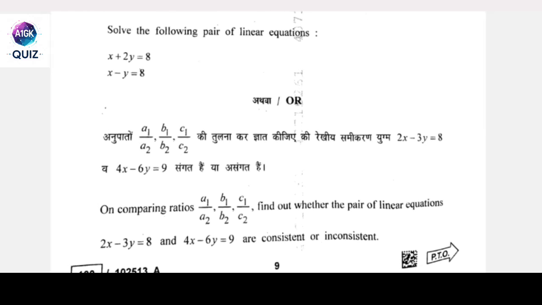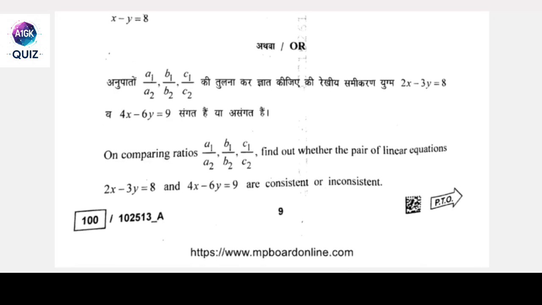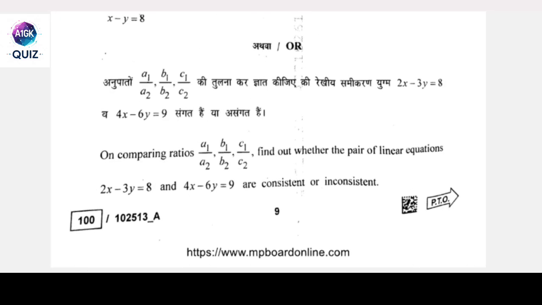Solve the following pair of linear equations: x plus 2y is equal to 8 and x minus y is equal to 8. By using any one method, either substitution or elimination, we can find the value. Or question, on comparing a1 by a2, b1 by b2, c1 by c2, find out whether the pair of linear equations 2x minus 3y is equal to 8 and 4x minus 6y is equal to 9 are consistent or inconsistent.